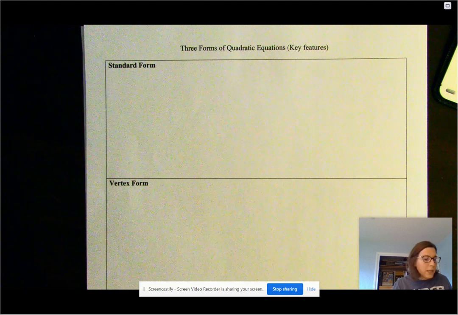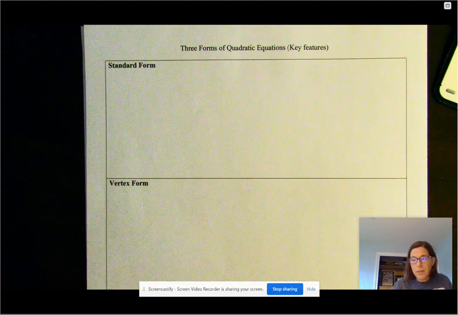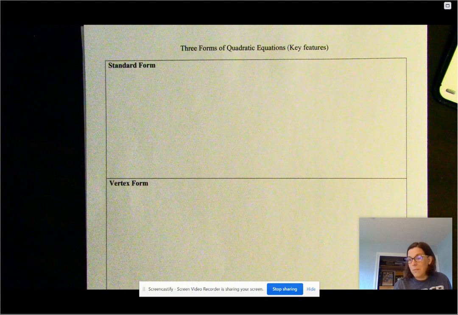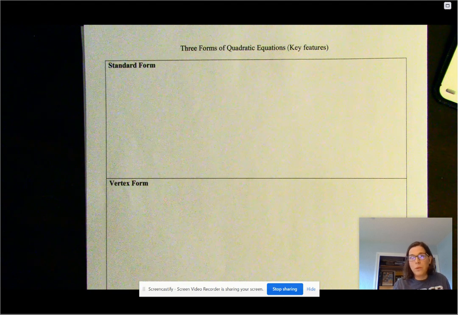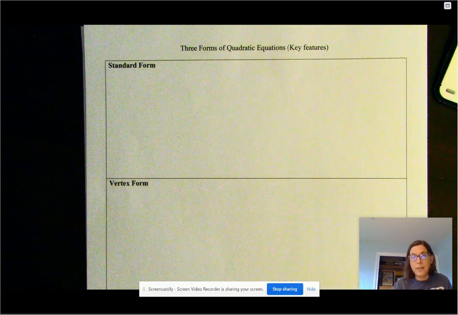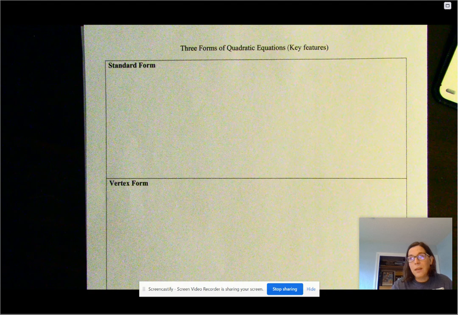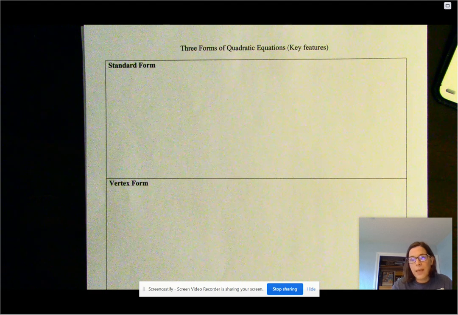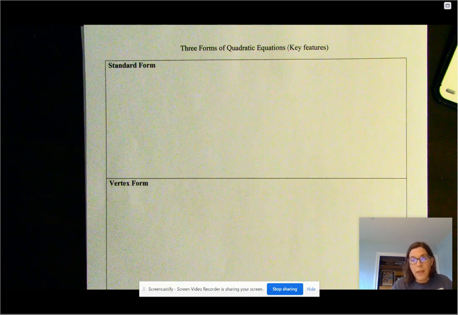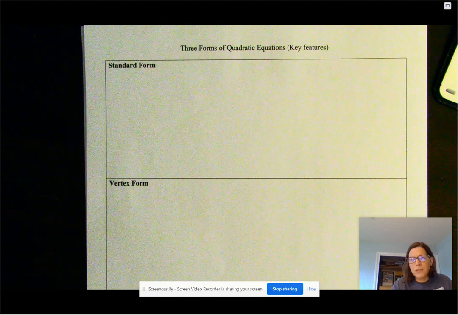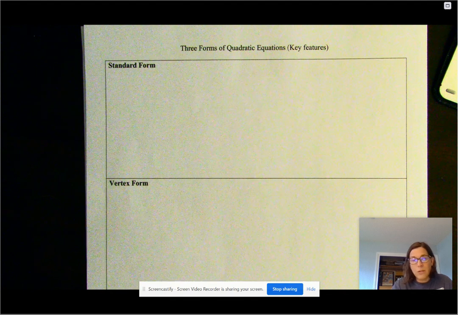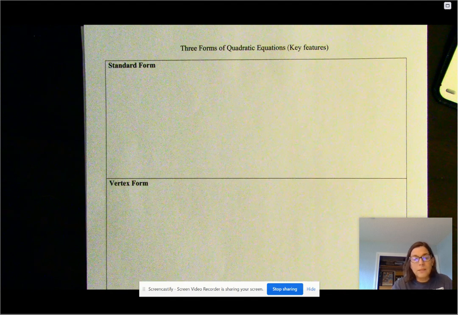So quadratic equations, much like linear equations, can be written in infinitely many ways. For example, like linear equations, we're very used to seeing them in y equals mx plus b, but we also know you can see a linear equation in standard form like ax plus by equals c. And while we might not be as used to it, or it might not be as easy to graph, it still makes a straight line.